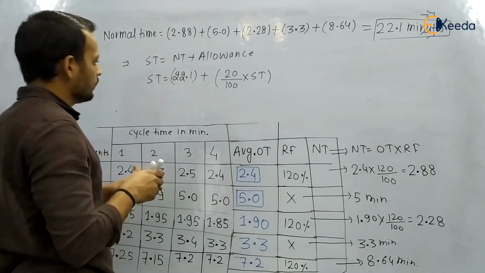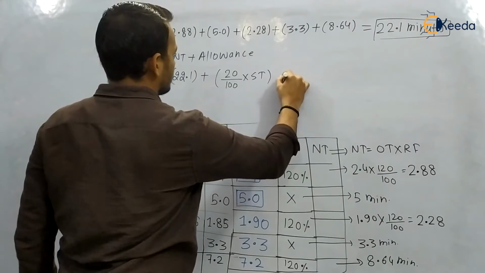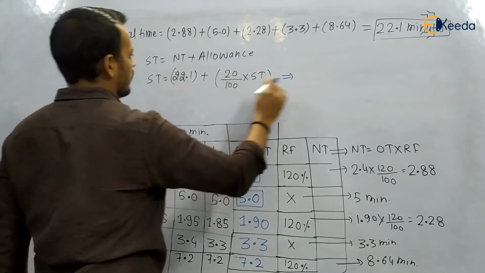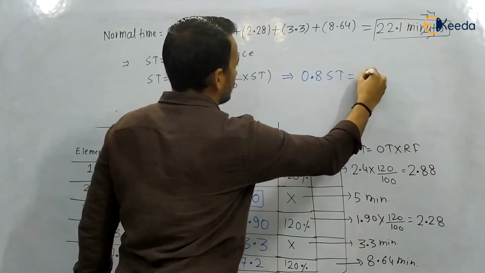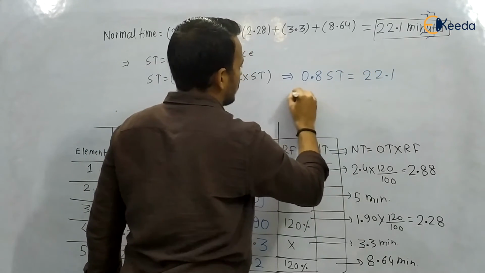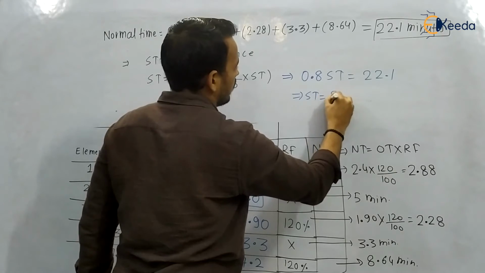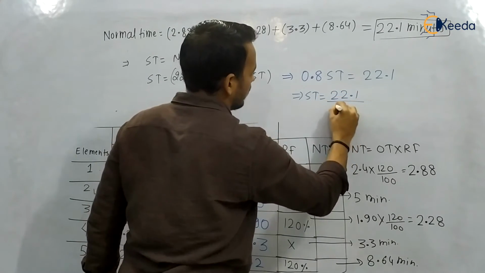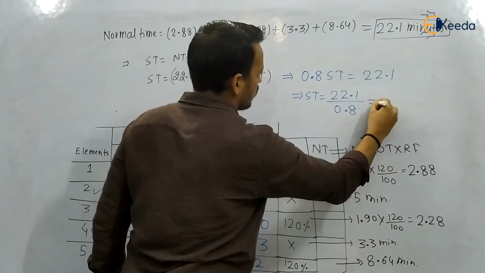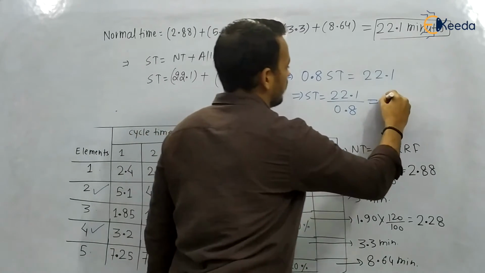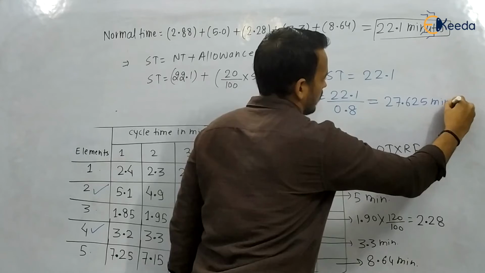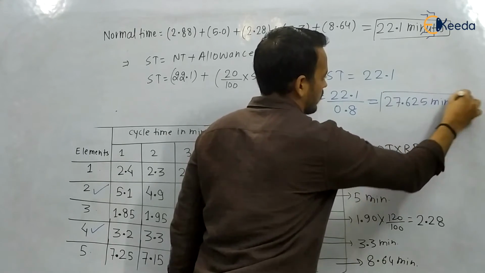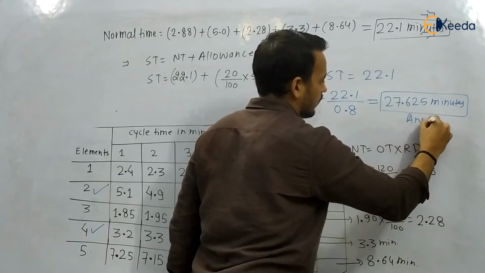Taking these terms to this side, we get 0.8 times the standard time equals 22.1. So the standard time is 22.1 divided by 0.8, which gives 27.625 minutes. So this is the answer.